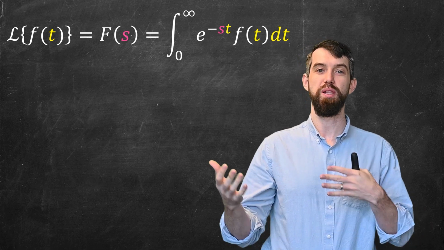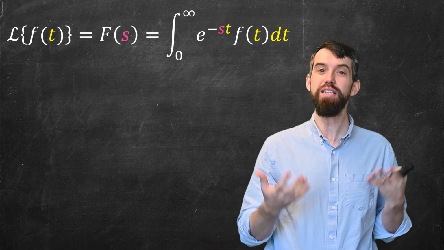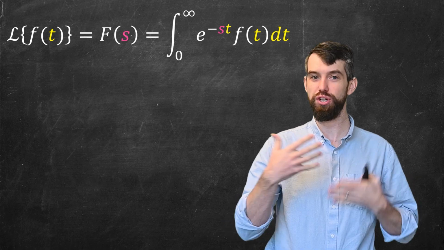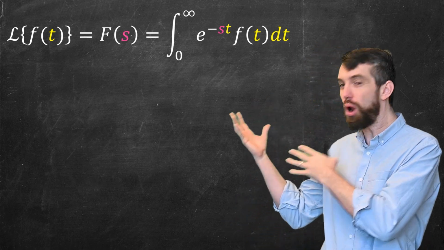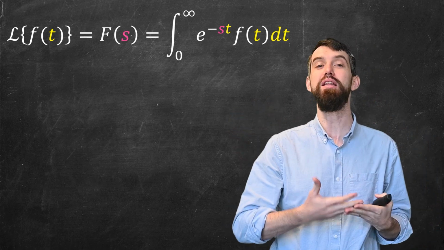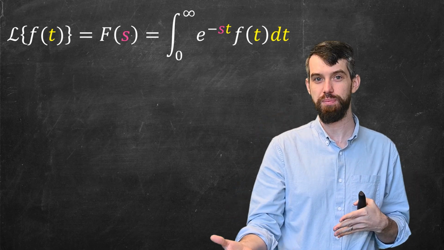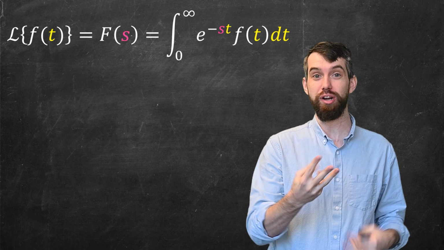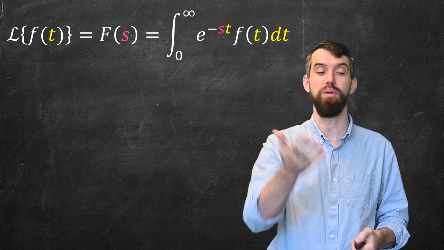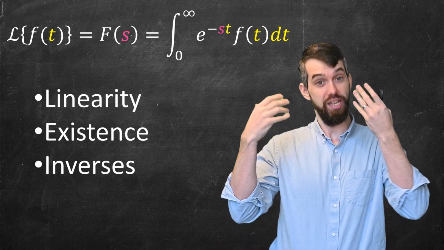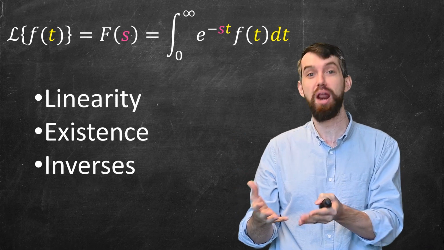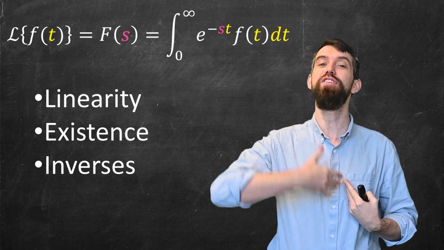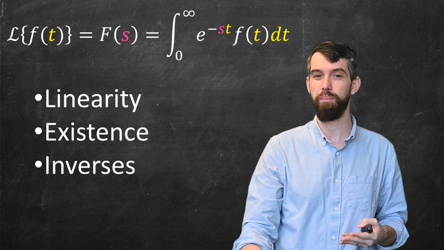In our first video on the Laplace transform, we had defined the Laplace transform of some function f of t to be this improper integral from 0 to infinity of e to the minus st f of t dt. In this video, I want to study three different properties of the Laplace transform. I'm going to talk about linearity, the existence of the Laplace transform, and the existence of an inverse Laplace transform.